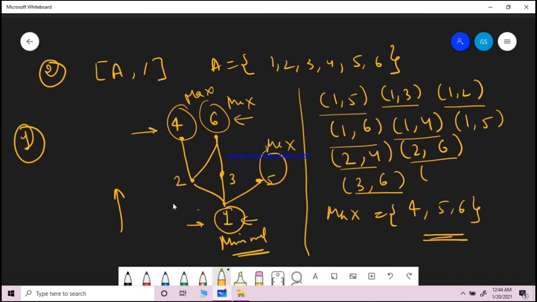So like this you have to just check if the element is maximal or minimal. If you want to see some more examples, I can show you.